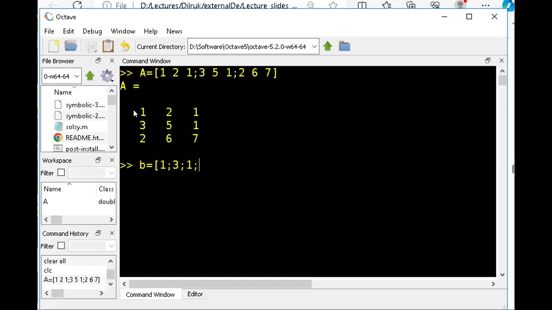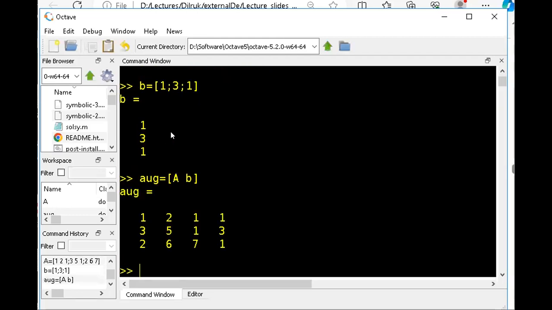If you look at the coefficient matrix, how many rows? One, two, three. Three equations. Now this is my right hand side. Now I have to consider the augmented matrix, so I will combine both A and B. It's my augmented matrix.